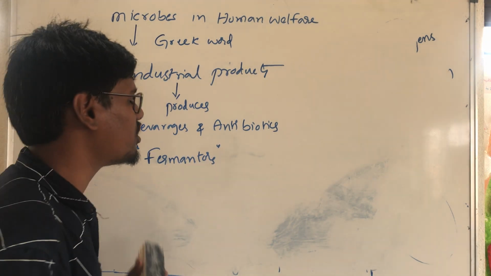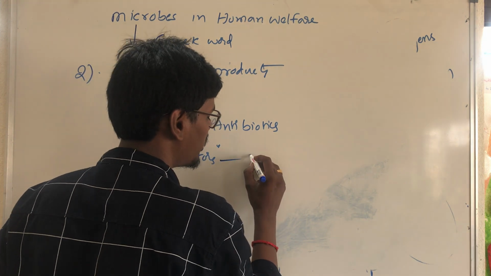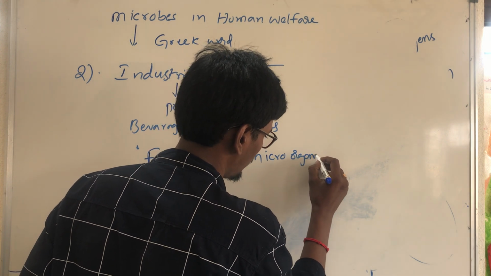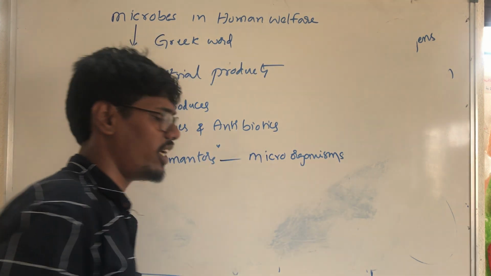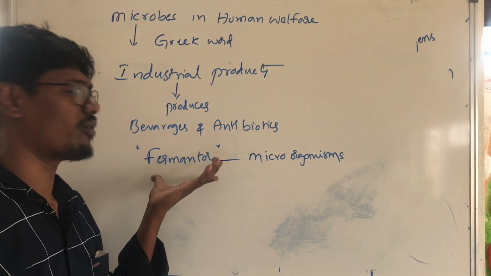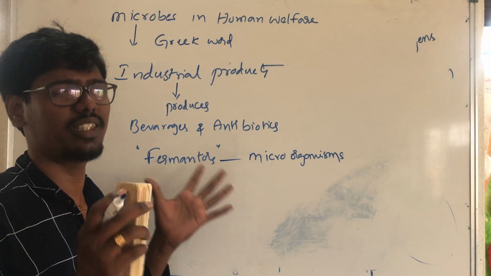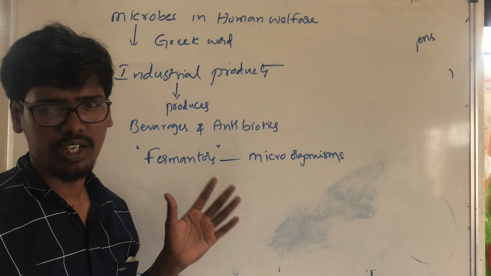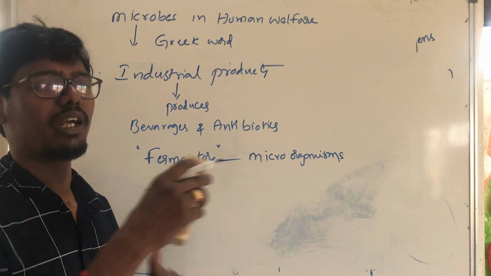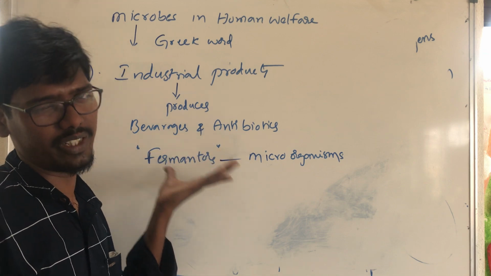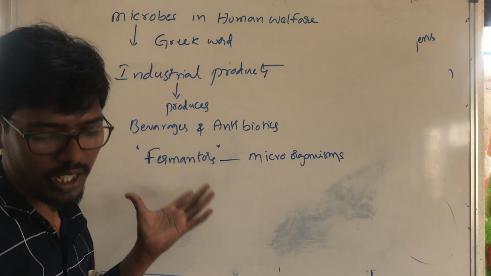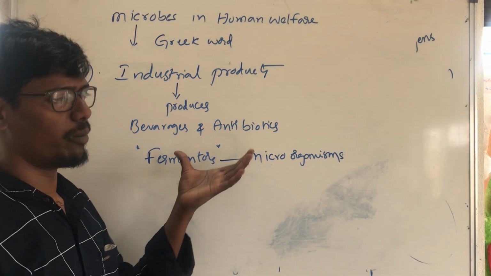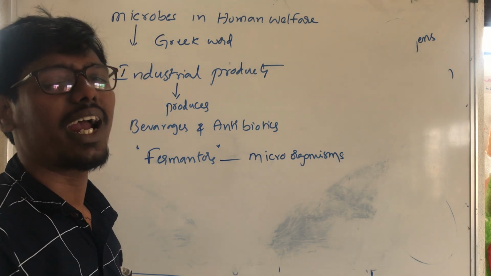Fermenters are used to store microorganisms in large amounts. A fermenter means a large container or large vessel, because they store large amounts of microorganisms, which also develop in these large containers or vessels. That is what we call fermenters.